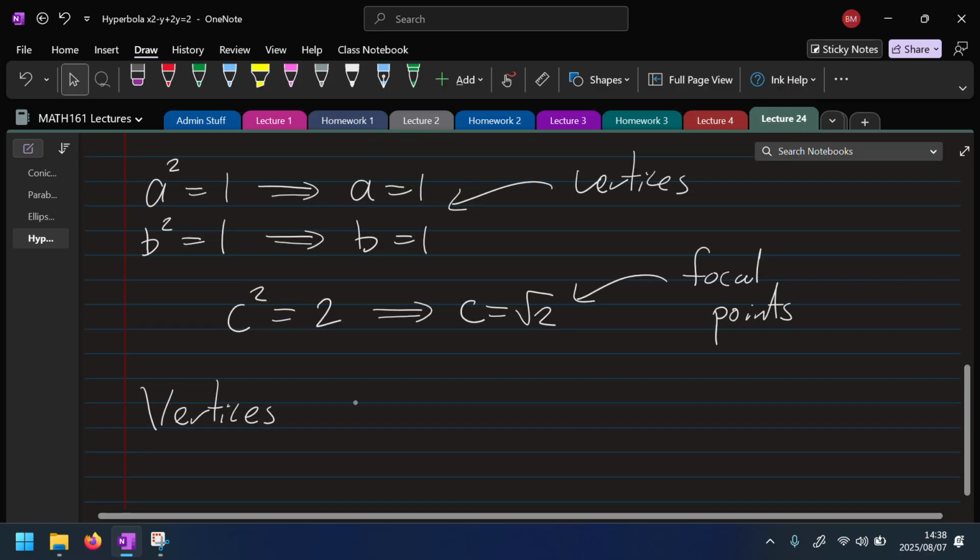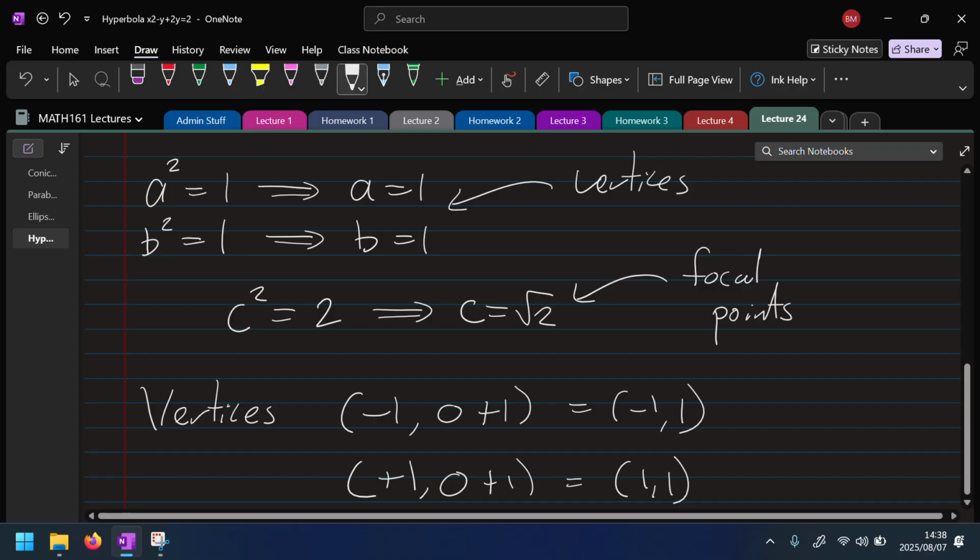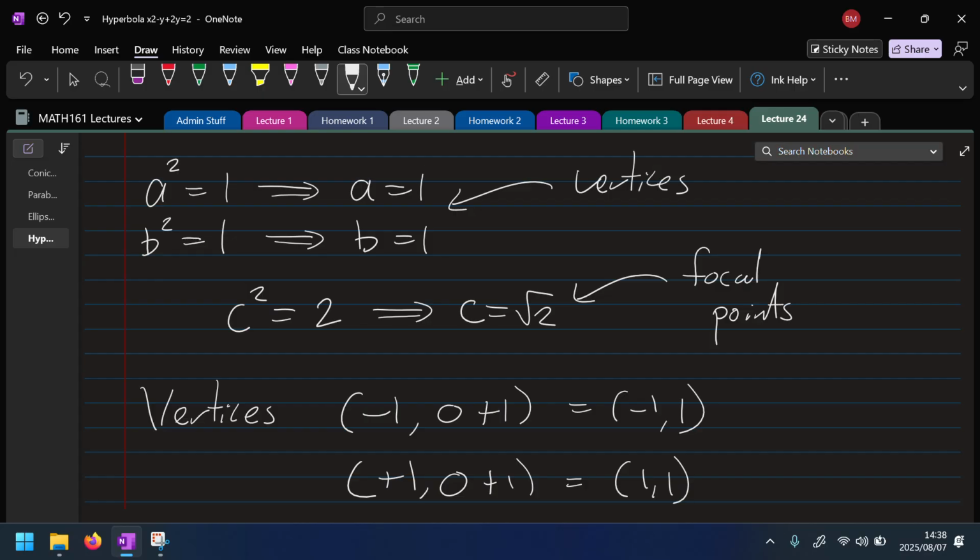Okay, so what is it going to be? It will be -1, 0, because it's along the x, but it shifted up, so we have to +1 on y. Okay, what about the other vertex? X will then be +a, so it will be +1. Y will be 0, because it's along the x-axis, but it shifted up, so +1. So again, if you ignore the +1s there, -1, 0, that is if it was on the x-axis, but it shifted up, so we have to add 1.